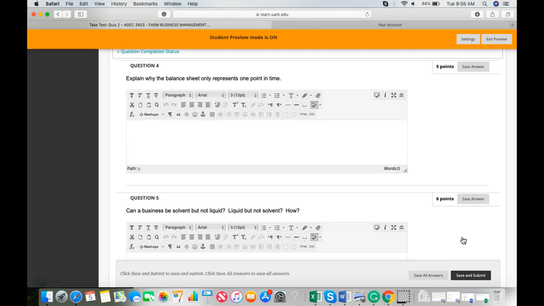Okay, explain why the balance sheet only represents one point in time. So this is pretty clear. I believe most people got this one mostly correct. However, we do want to mention what the components of the balance sheet are: assets, liabilities, and equities.